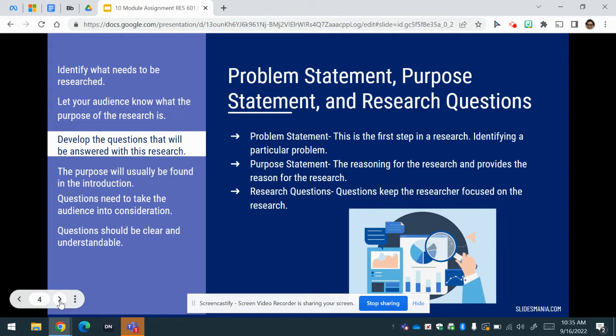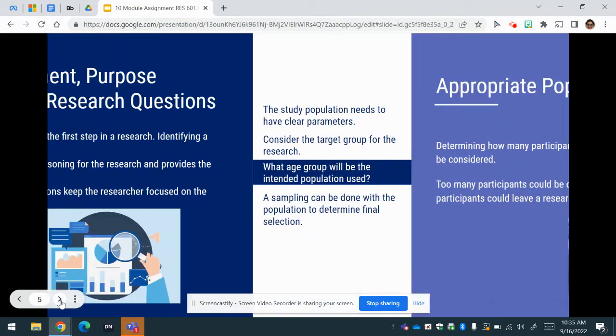So we're going to identify what needs to be researched. We're going to let our audience know what the purpose of our research is, and develop our questions that are going to be answered. And of course, the purpose will usually be found within the introduction of our research, and questions that need to be considered for our audience. And of course, all our questions need to be clear and understandable.